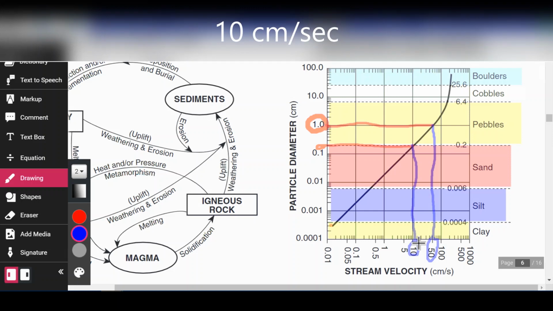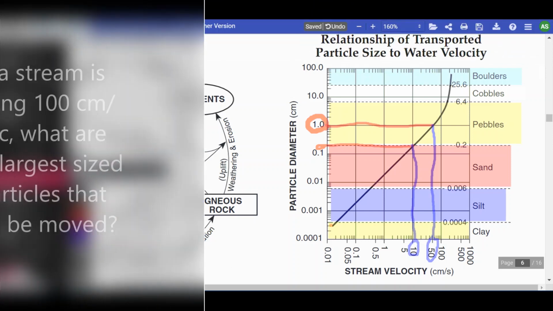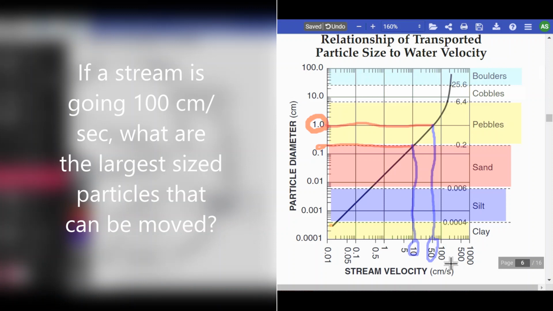Okay, you could say a stream is going 100 centimeters per second. What size particles can it move? So you would go to 100, because they gave us the velocity. What size particles could it move? It's moving clay, silt, sand, and pebbles up to the size of, this is a tough one here, up to the size of that right there.